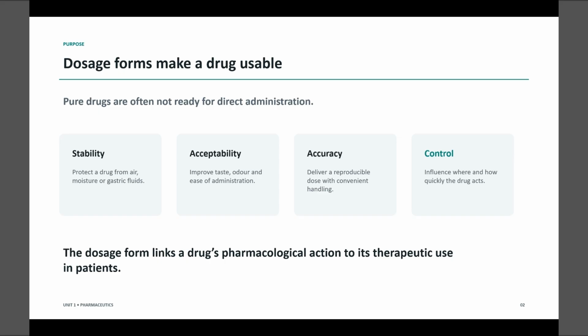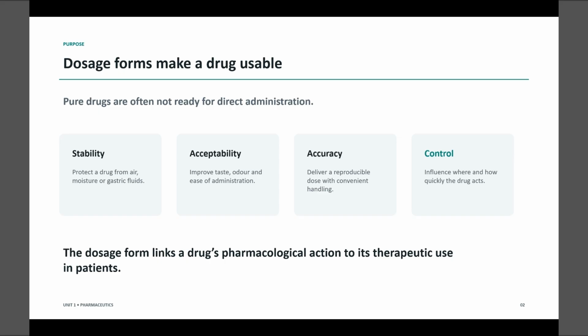And sometimes some pure drugs may have an unpleasant taste or odor, so patients may not be ready to accept them. To improve the acceptability, the taste, and the odor, we use some flavors. And for ease of administration, we create the dosage form. Accuracy of the dosage form means we are delivering a reproducible dose with convenient handling, for which we are designing the dosage form.